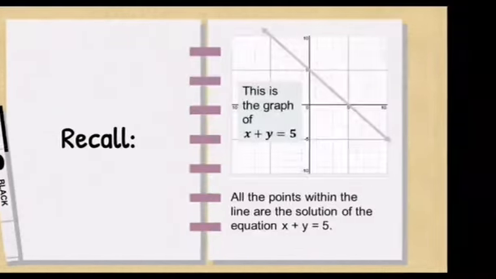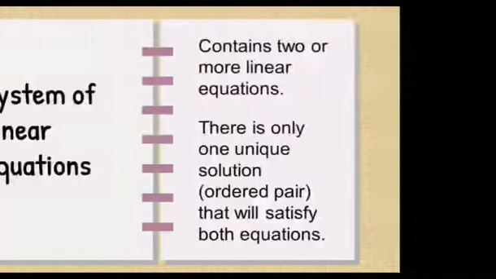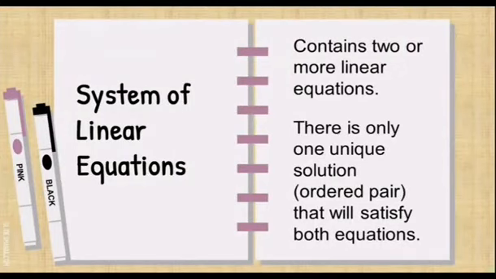the equation. Example, this is the graph of x plus y equals 5. All the points within the line are the solution of the equation x plus y equals 5. Let us define system of linear equations. A system of linear equations contains two or more linear equations. There is only one unique solution or ordered pair that will satisfy both equations.